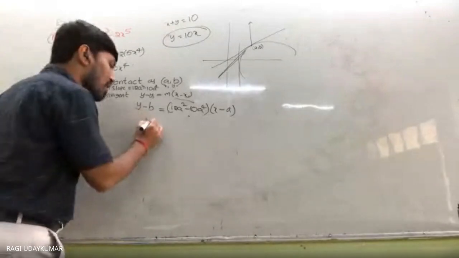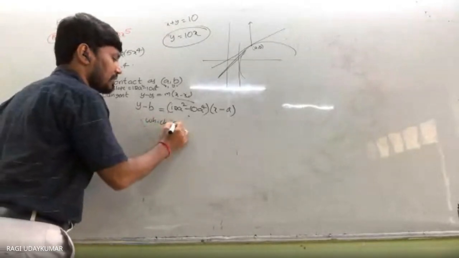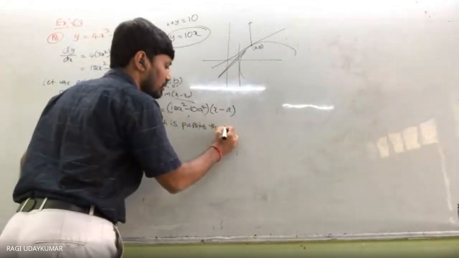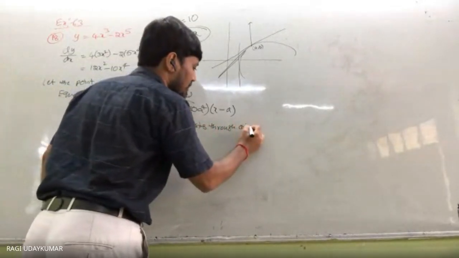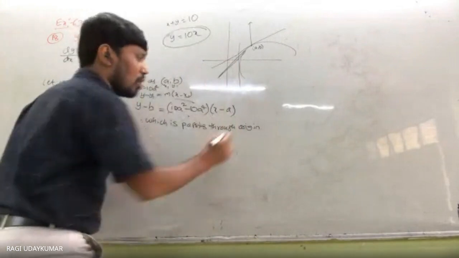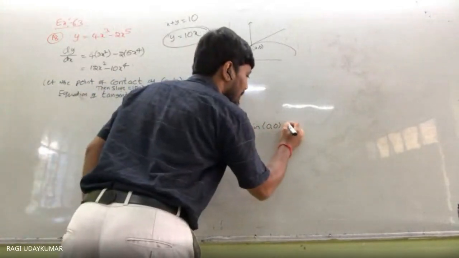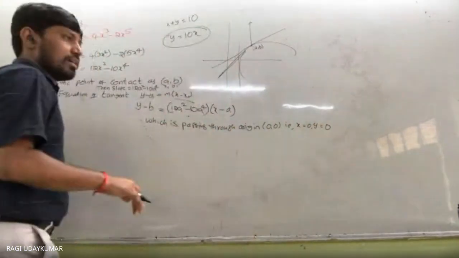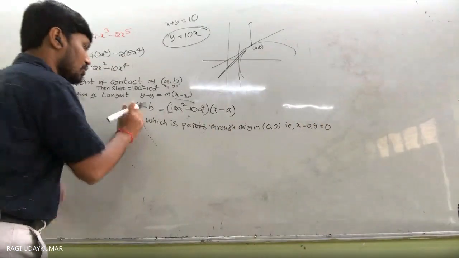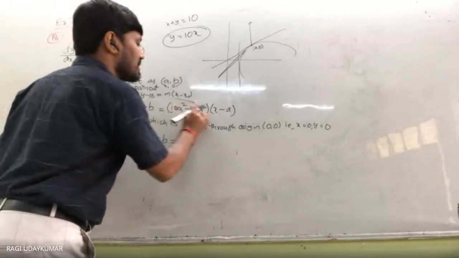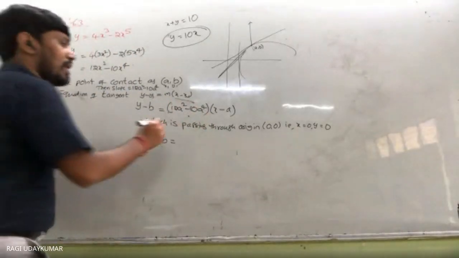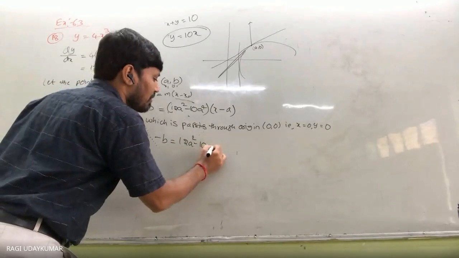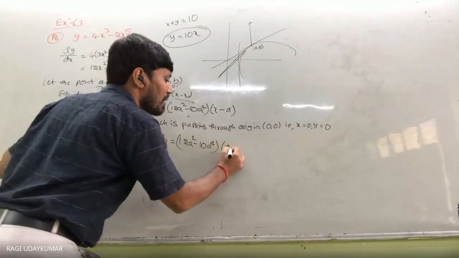Now, which is passing through origin? Origin is 0, 0. That implies x equal to 0, y equal to 0 should satisfy. So if we substitute 0, then minus b is equal to... from this, 12a square. Okay, let us write as it is: 12a square minus 10a power 4 into 0 minus a.